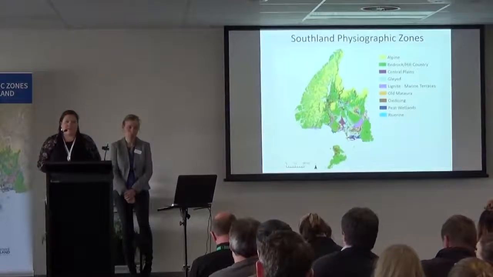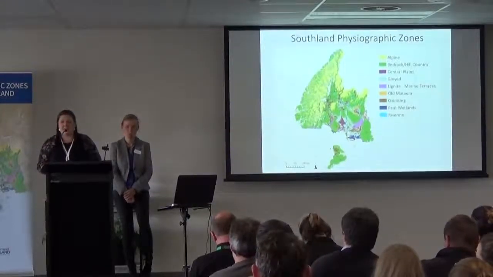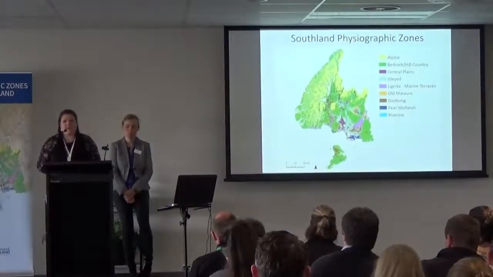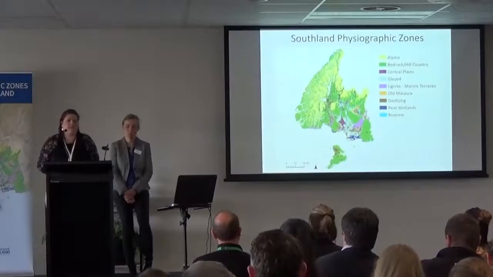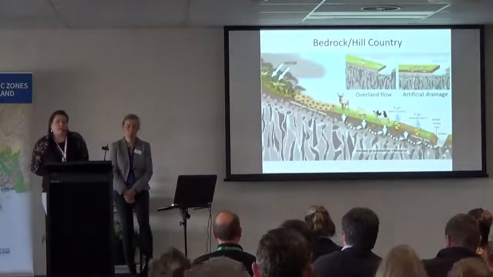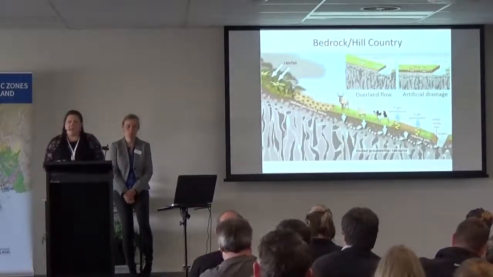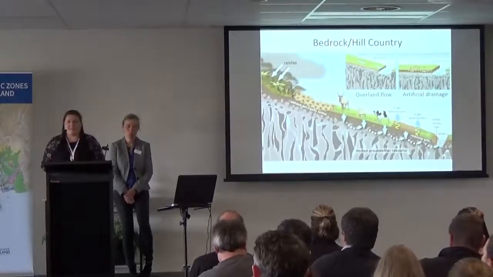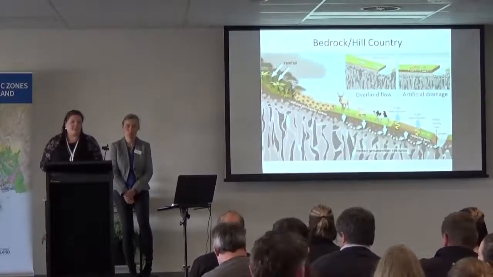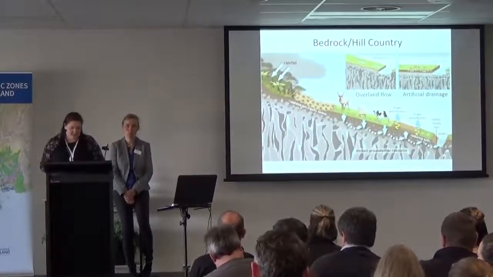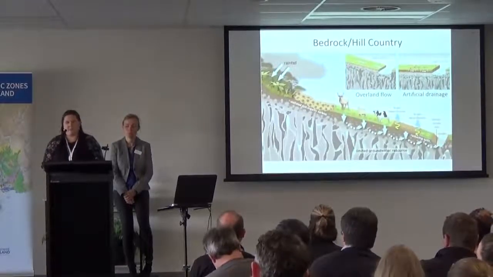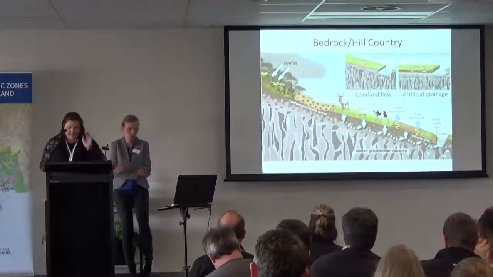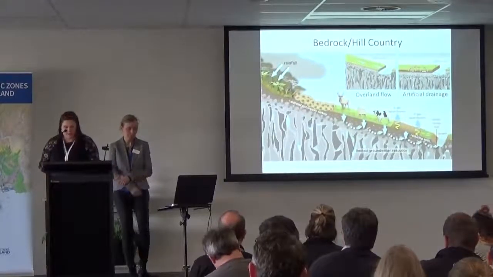So they're kind of like a bit of a cheat sheet. What's happening in the environment? What do I need to know and what do I need to focus on? So I'm going to go through each of the zones and give you a bit of a rundown of each of their key characteristics. So the first zone is the bedrock hill country. Firstly, I'm just going to focus on the 8 agricultural zones rather than including alpine.